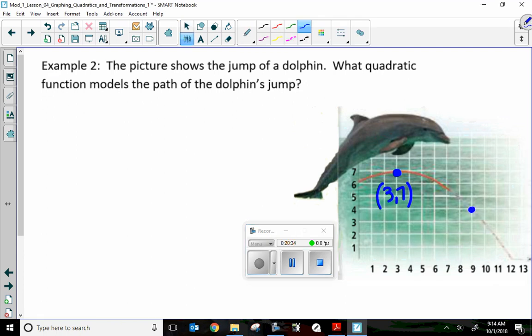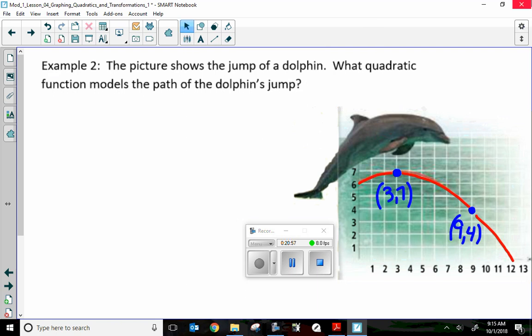I want you to use this point right here. In case you cannot tell, this graph goes like this, to this point right here, bang. All right? So I want you to use the points 3, 7, and 9, 4. All right? If you want to pause it, you go ahead and try to figure it out, go ahead. If not, I'm about to do it.